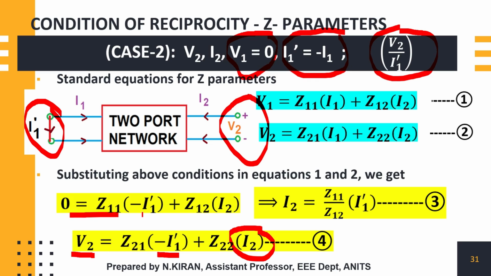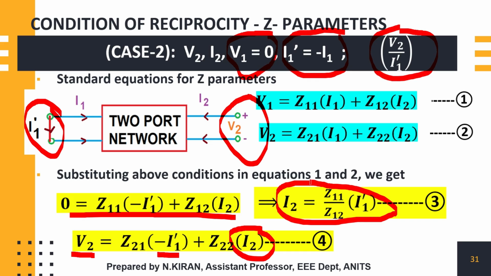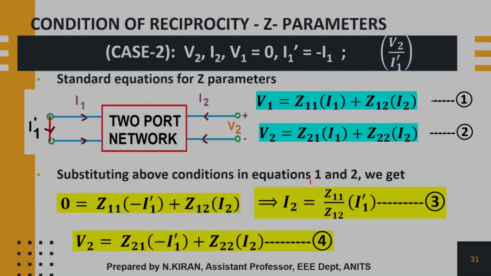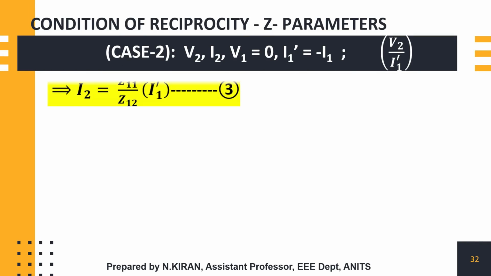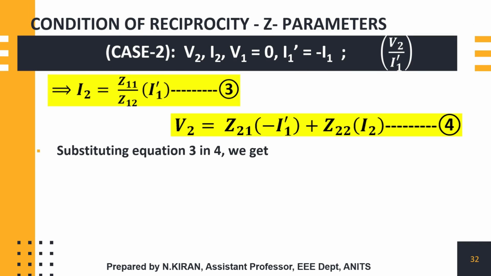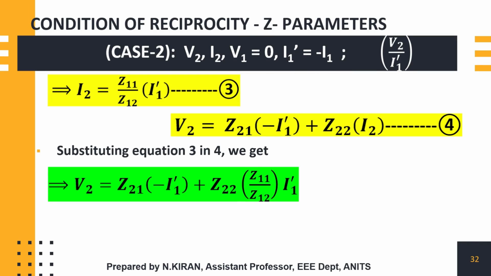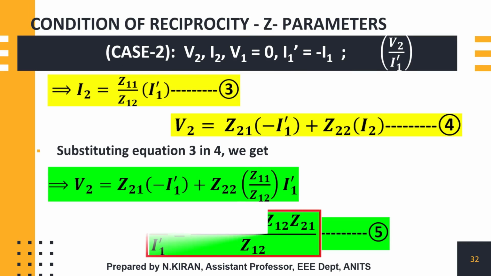So from this expression, I can rewrite my equation to be I2 is equal to Z11 by Z12 into I1 dash. I'll substitute this third equation in the fourth equation, which will give me the required ratio, that is V2 by I1 dash. On simplification, that gives me (Z11 Z22 minus Z12 Z21) divided by Z12. I'll consider that as the fifth equation.